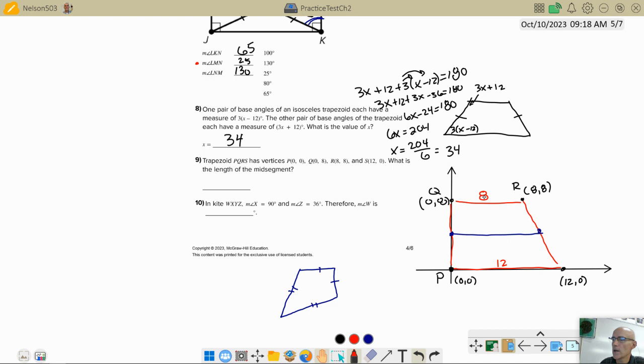So if I add them together, I get 20. Okay, so I'm taking 8 and 12, adding it together. Then I'm going to divide that by 2. So 20 divided by 2 is 10.